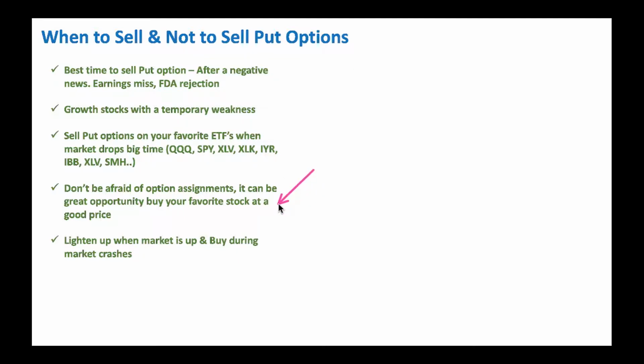Buy your favorite stock or favorite ETF at a good price, and typically lighten up when the market is up, and only buy when the market crashes. So this is a very good way to invest. Folks, many people I know are a little bit impatient, but if you're patient, wait for a situation like Friday: the market came crashing down, great opportunity, implied volatility shot up. That's when you buy, that's when you sell put options way below and make some good premium.